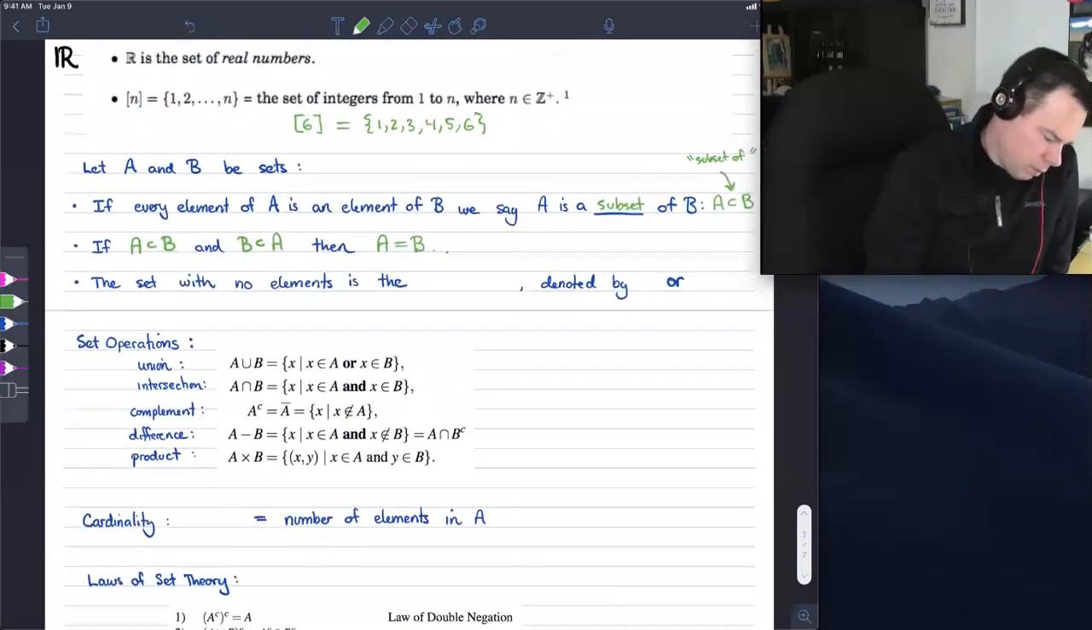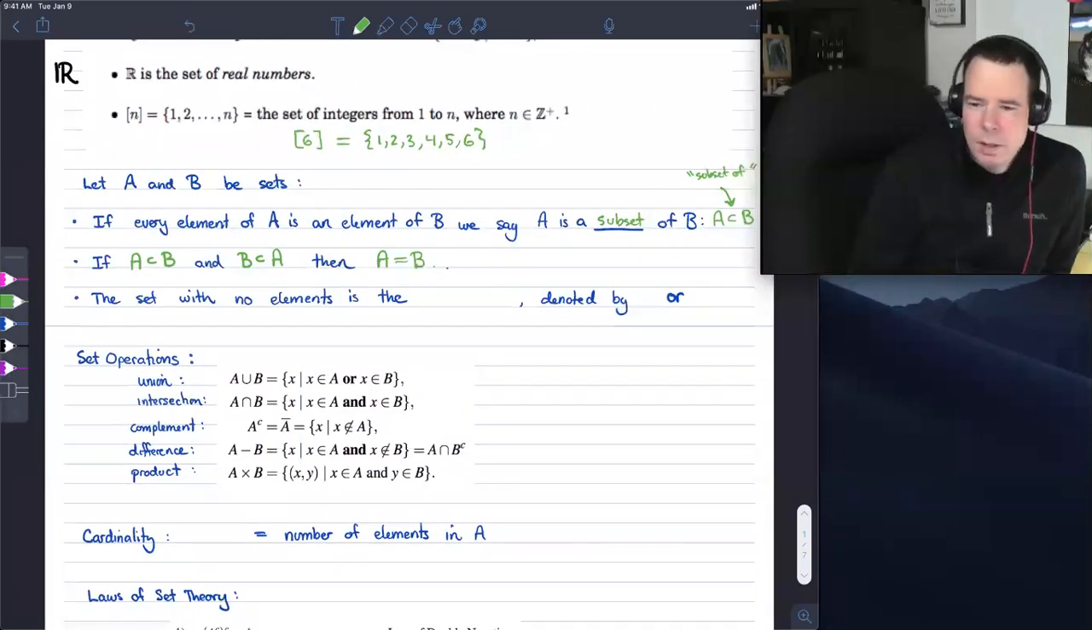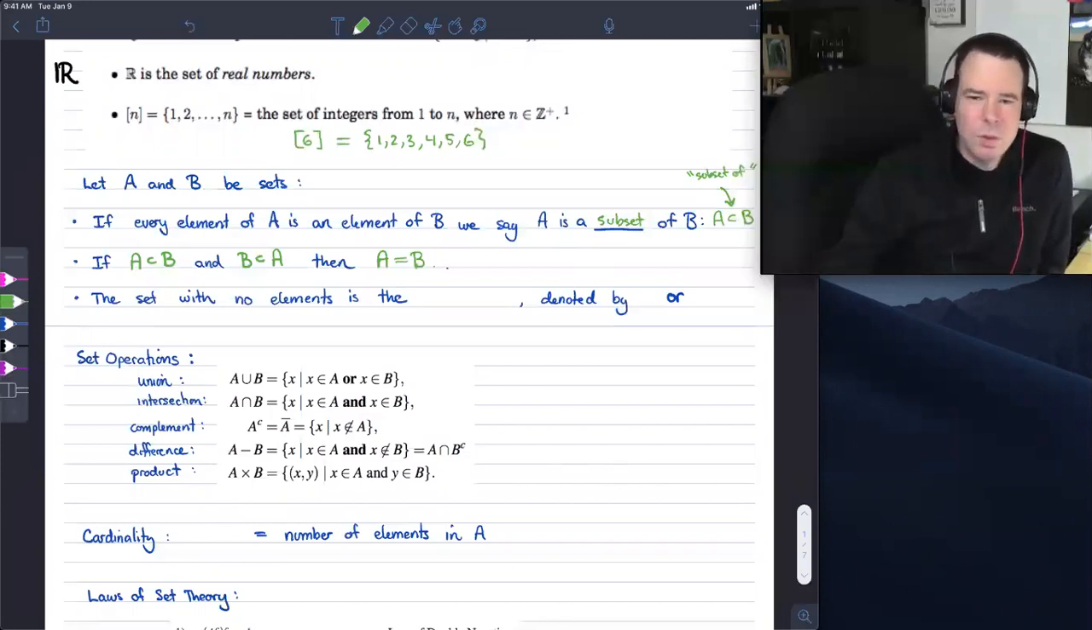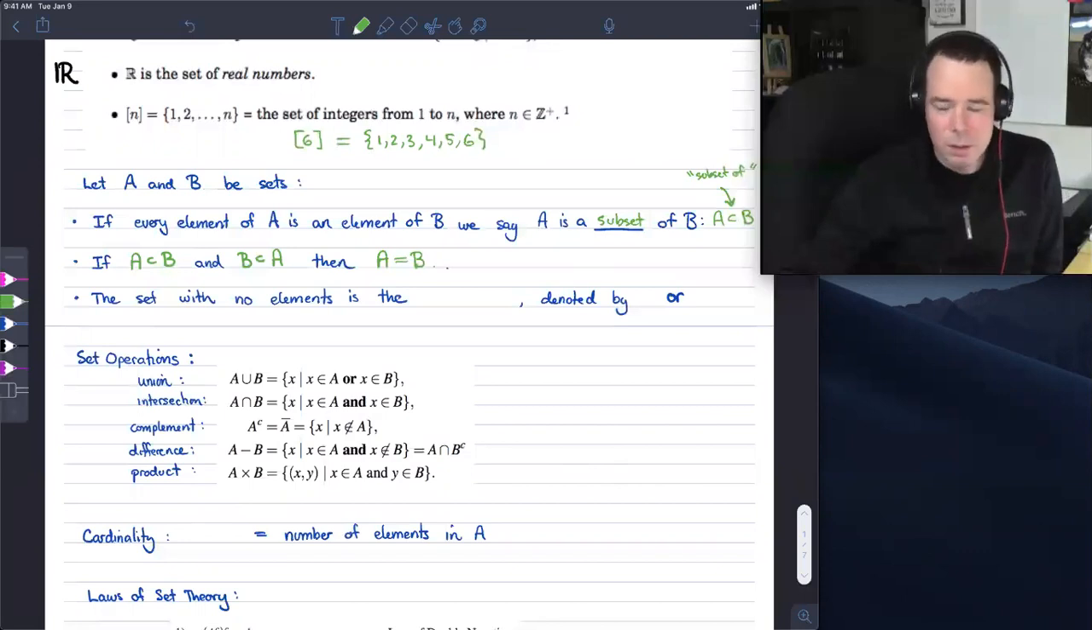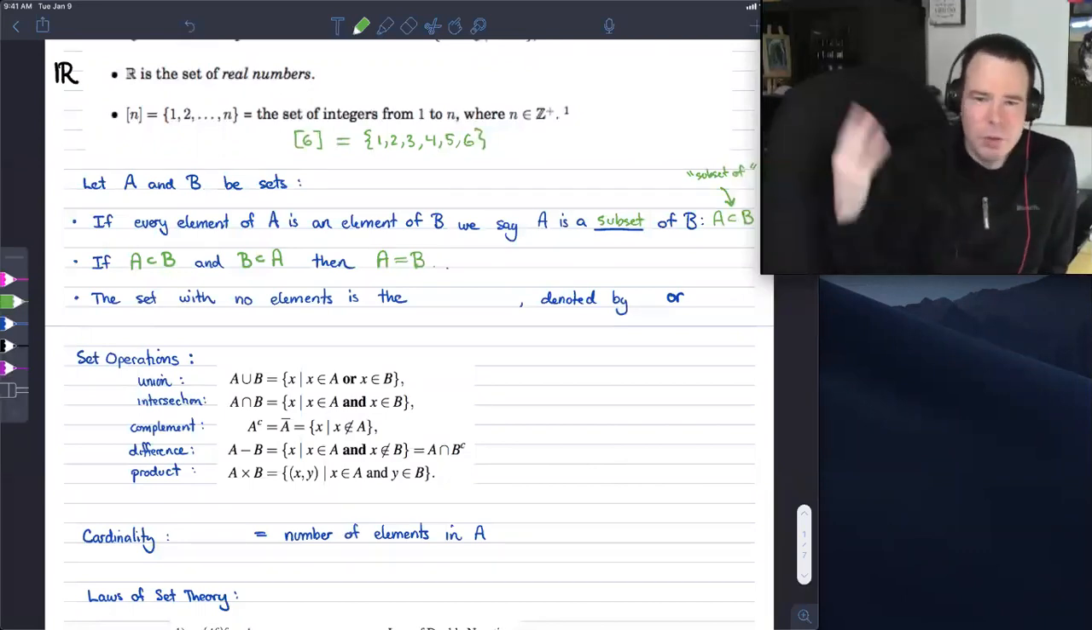So if A is a subset of B and B is a subset of A, then the sets are actually equal. Now, you may look at this and say that seems kind of obvious. But the powerful part of that statement is that if I ever want to show two sets are equal to each other, I just need to do two things. I need to show that every element of A is an element of B, and that every element of B is an element of A. That's typically how we'll prove any two sets are equal: we show that one is a subset of the other and vice versa.